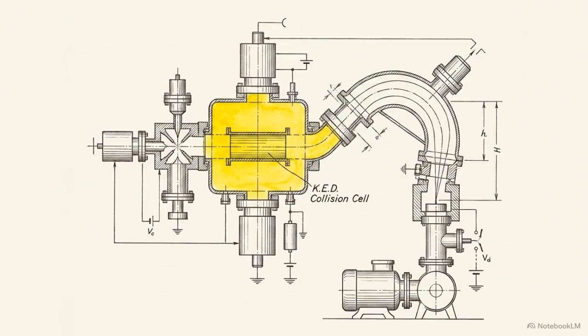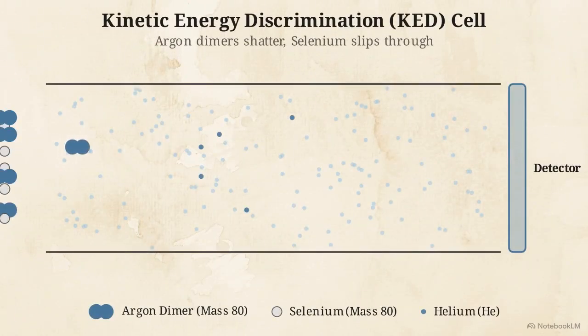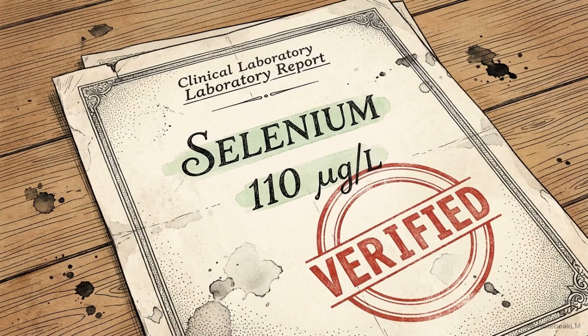To protect the data, the laboratory engineers a physical workaround called kinetic energy discrimination. The ion beam is routed through a chamber flooded with neutral helium gas. The bulky argon dimers repeatedly crash into the helium obstacles and shatter, while the smaller, denser selenium atoms slip through safely to be counted. By deploying a microscopic aerodynamic filter, the laboratory strips away the interference, finally proving the true elemental composition of the patient's blood.